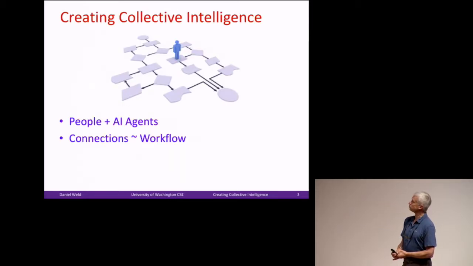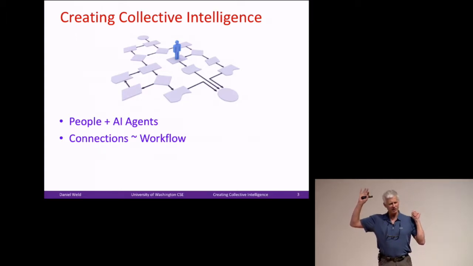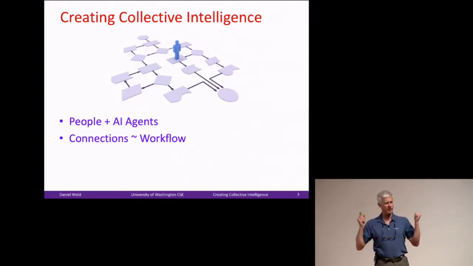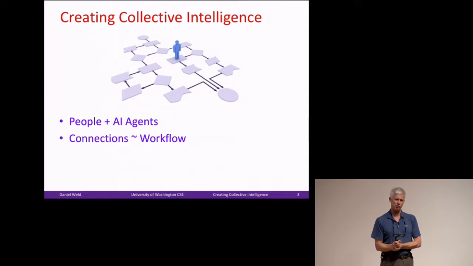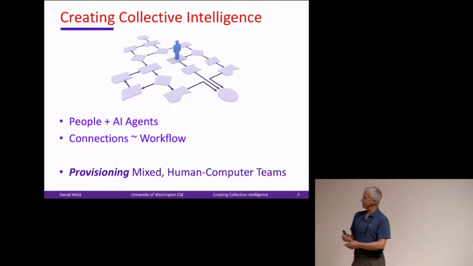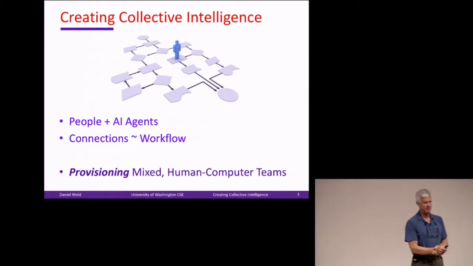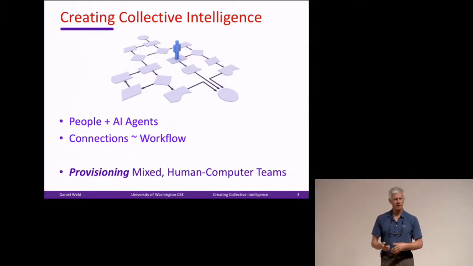other. So my model of a collective intelligence is a sort of system of people and AI agents that are talking to each other, working together, and I'll call the way that they're connected together and the rules and patterns that bind them together the workflow. And so the task I'm really interested in is how do we create these mixed teams, combined of people and machines, and how do we actually get them going and how do we make them work effectively?